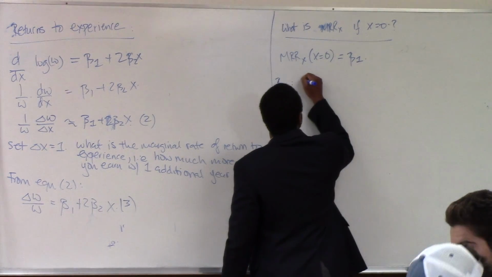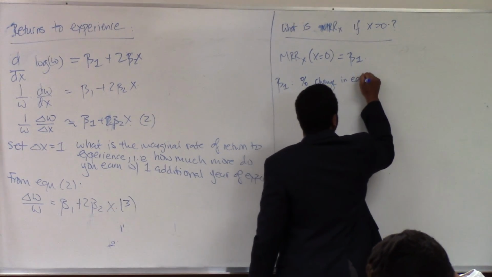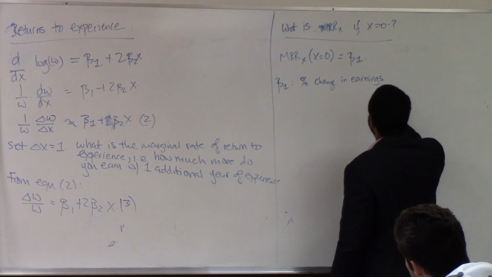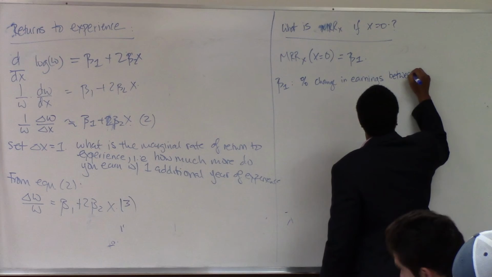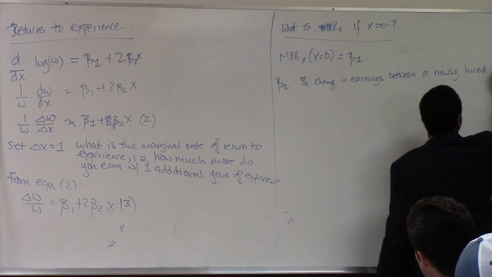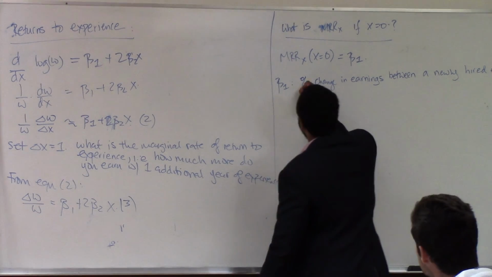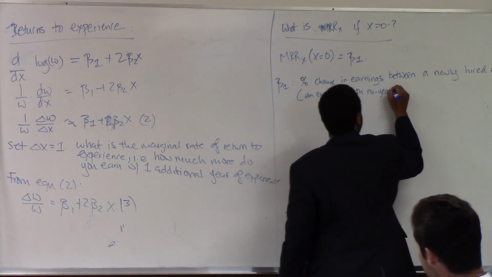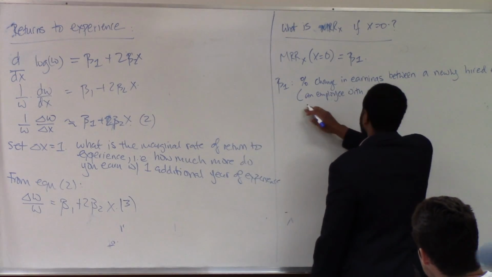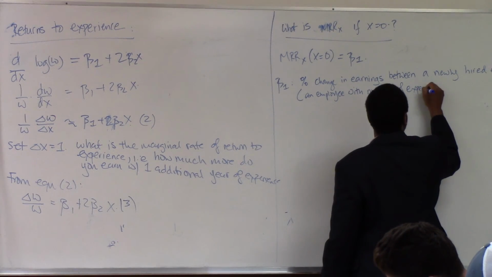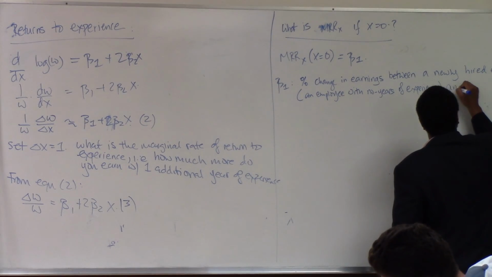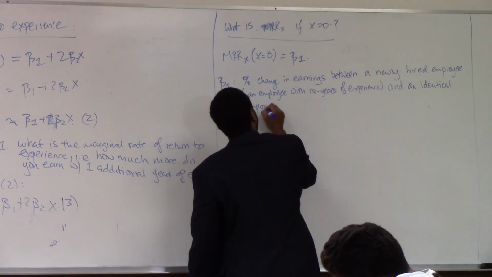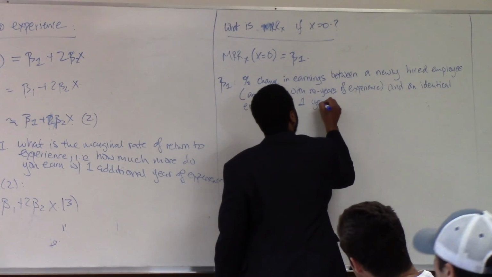So beta 1 is the percentage change in earnings between a newly hired employee, and I'll put in parentheses an employee with no years of experience, because you could have a newly hired employee who's coming from another job who has some experience, and an identical employee with 1 year of experience.